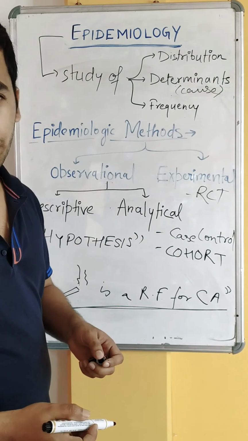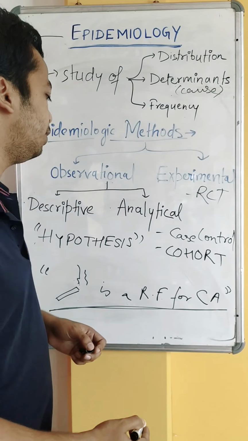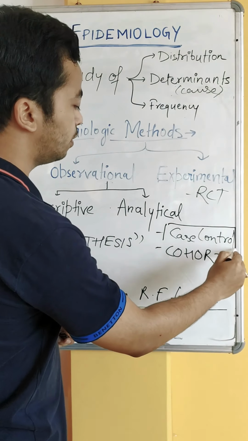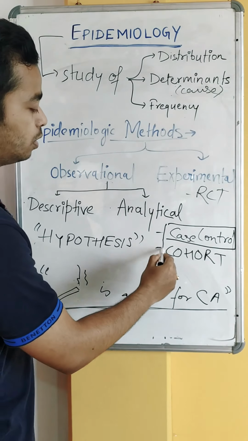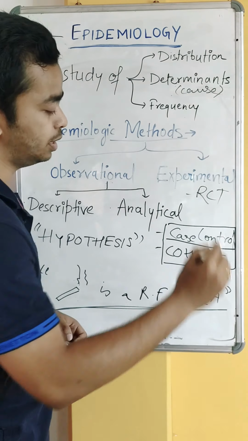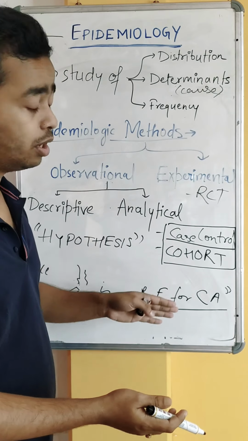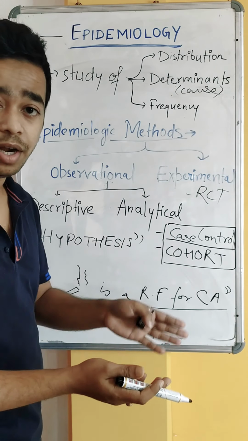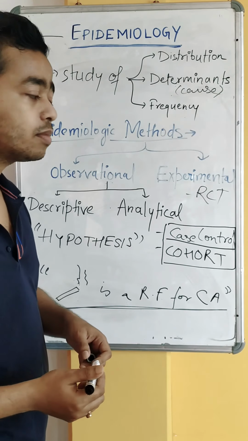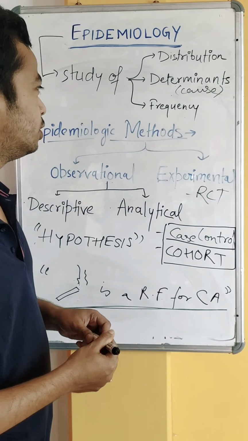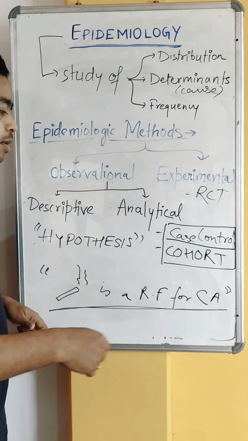Those we are not going to discuss. In the upcoming videos, we are going to discuss, first of all, case control and cohort studies. Then we are also going to compare case control and cohort and see their advantages and disadvantages. So this is the general idea.